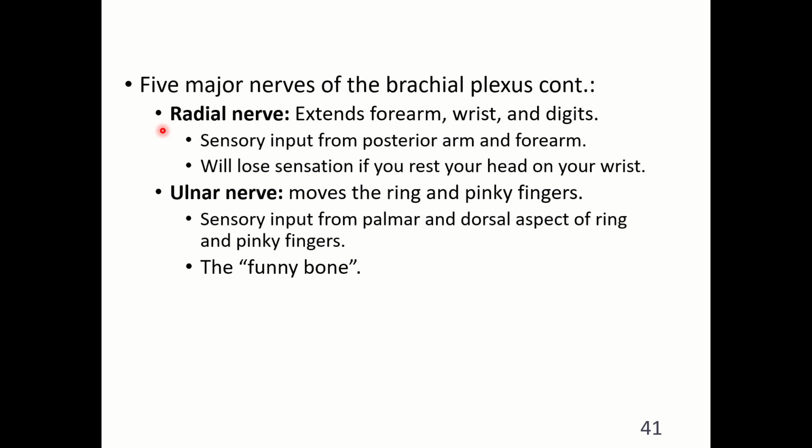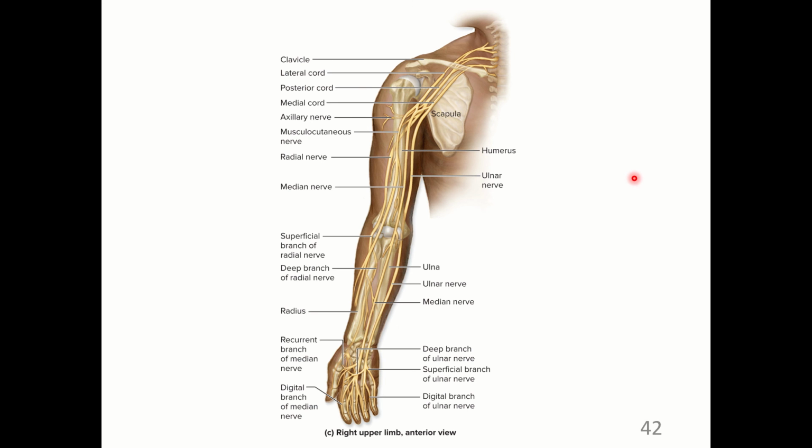The radial nerve extends your forearm, wrists, and digits. It receives sensory input from your posterior arm and forearm and will lose sensation if you rest your head on your wrist. So if you bend your wrist and rest your face on the wrist, you are pressing on the radial nerve. So here we see the deep branches of the radial nerve, and it radiates along the humerus there on the radial side.